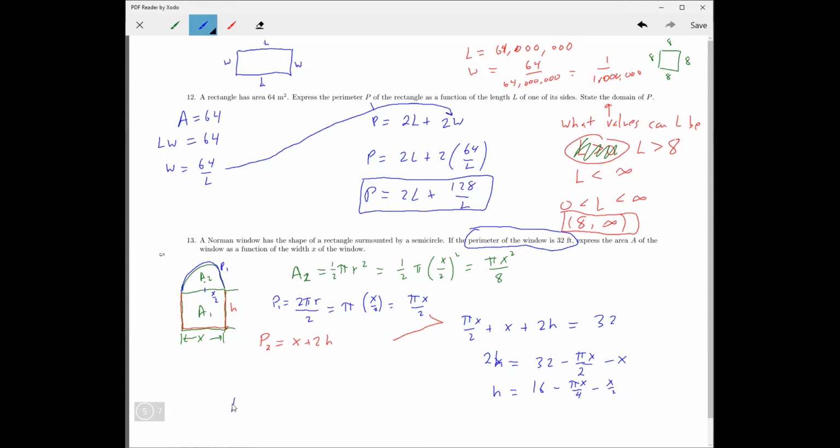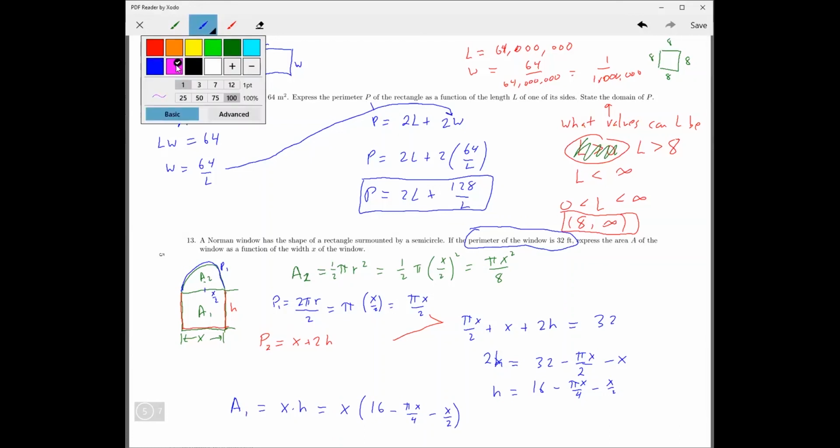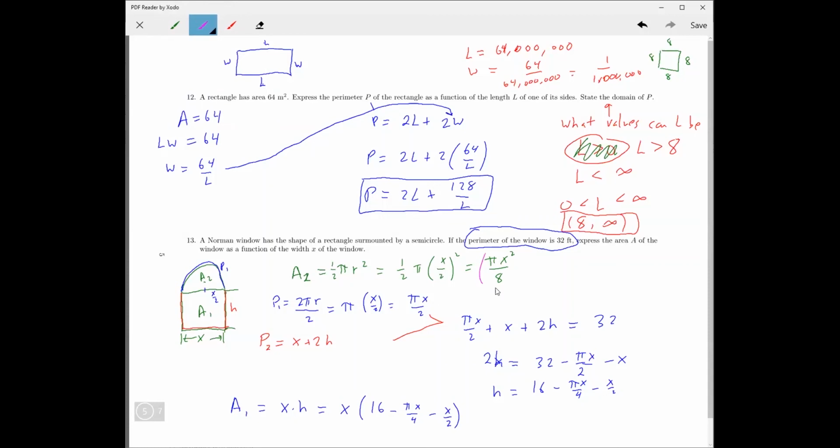Okay, so area 1, which is going to be x times h, that's the area of the rectangle, is going to be x times all of this. Okay, so the total area is going to be the sum of that and that.